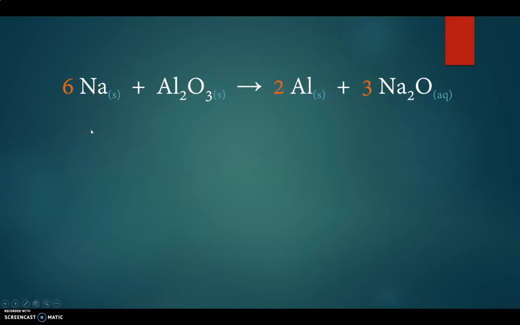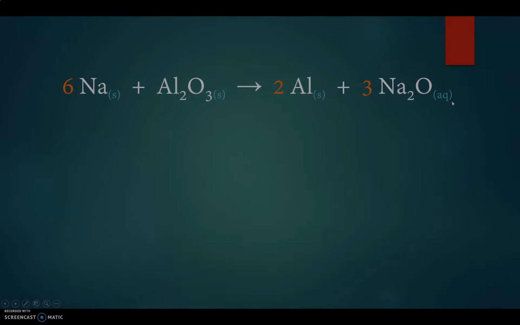The next step is to determine the physical states of each substance. For elements, we simply look at their color on the periodic table. Sodium is black on the table, which means it's a solid. For the compounds, we're going to use the solubility rules. Aluminum is a +3, oxygen is a -2, so the 95% rule says it should be solid. Aluminum, of course, is a metal, and it's black on the periodic table, so it's solid. And sodium oxide, sodium's a +1, oxide's a -2, so the 95% rule says it should be aqueous.